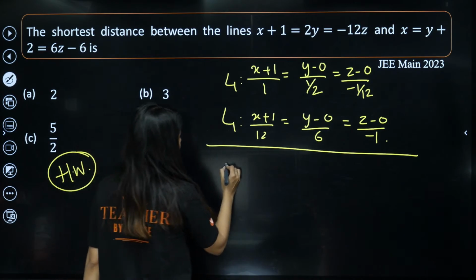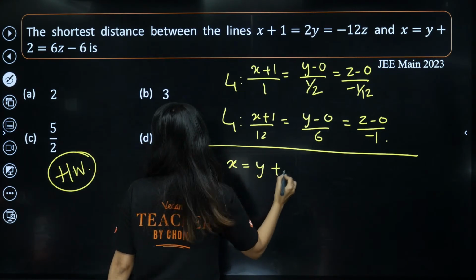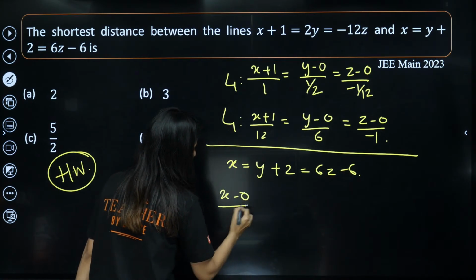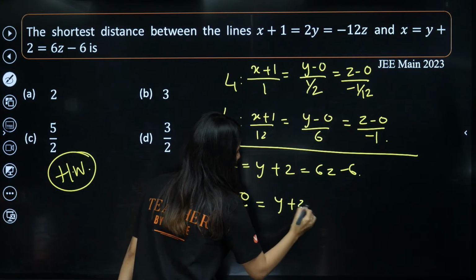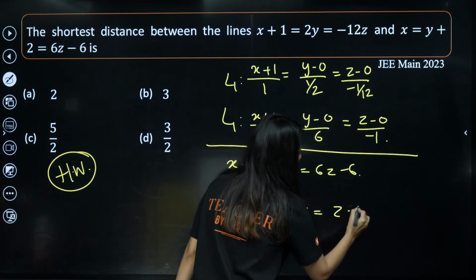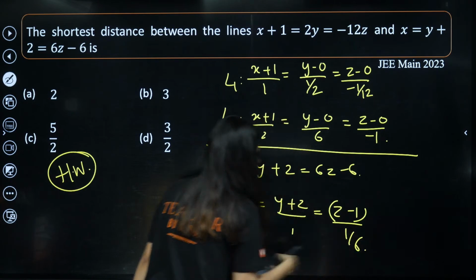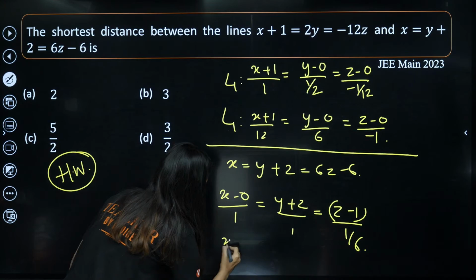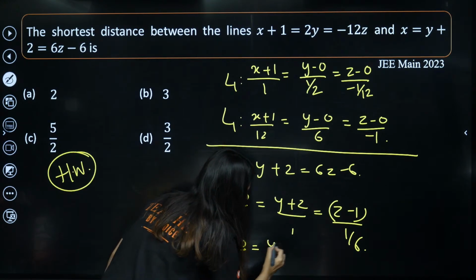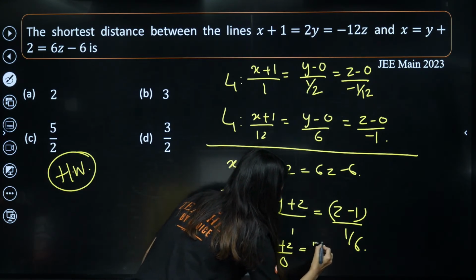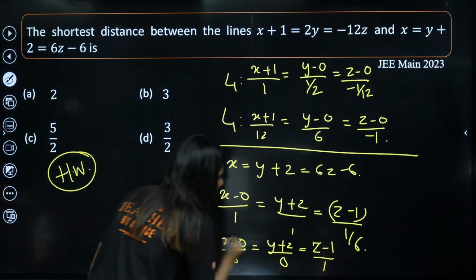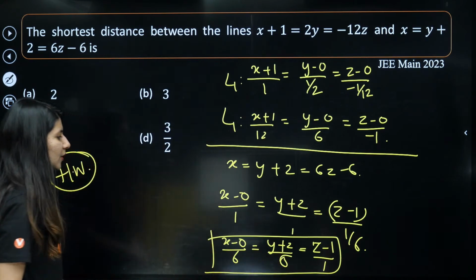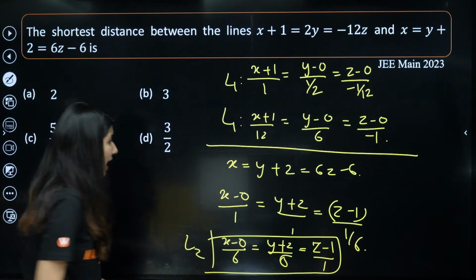Now line number 2. Line number 2 is x equal to y plus 2 is equal to 6z minus 6. Again, x minus 0 by 1, y plus 2 by 1, z minus 1 upon 1 by 6. Again, the same thing I recommend: multiply by 6. So x minus 0 by 6, y plus 2 by 6 is equal to z minus 1 by 1. This is your line number 2.